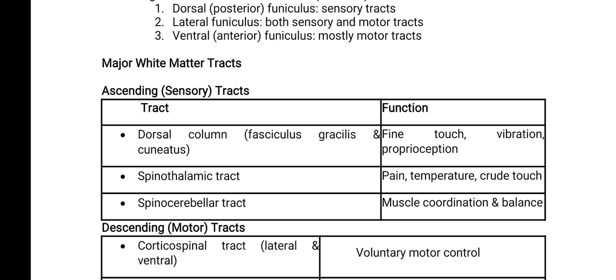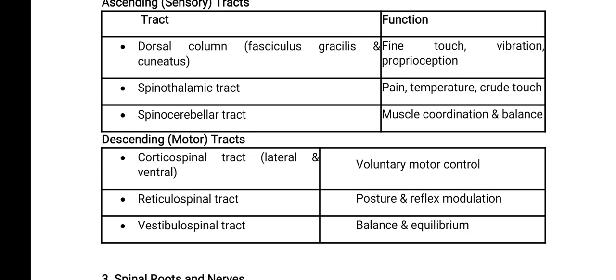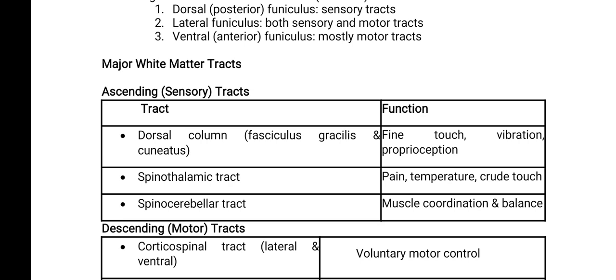Then we have the spinothalamic tract. Its function is related to pain, temperature, and crude touch. The last one is the spinocerebellar tract, which is majorly involved with muscle coordination and balance. Those are the three major white matter tracts that have to do with the ascending or sensory tract. The descending or motor tracts are involved with motor functions, while the ascending are involved with sensory functions.